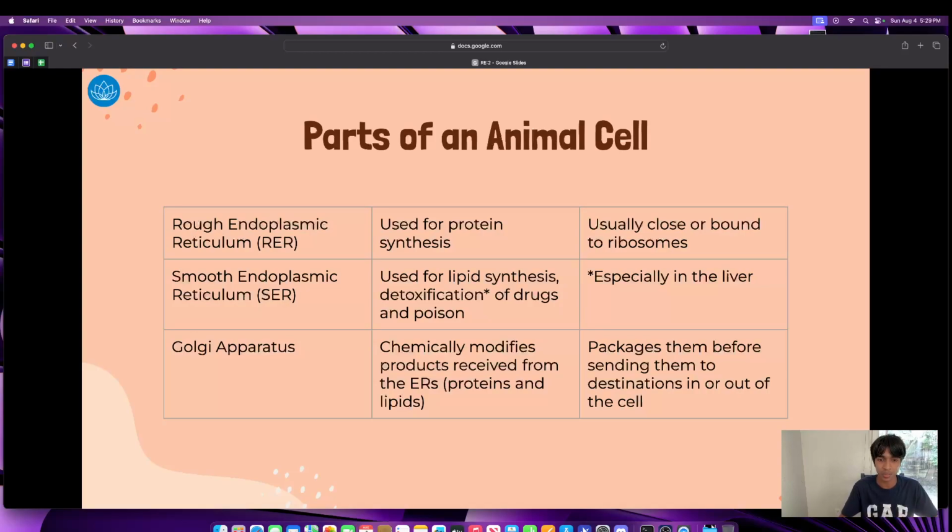And the Golgi apparatus chemically modifies the products received from the ERs, which are proteins and lipids, and then packages them before sending them to destinations in or out of the cell. We won't really cover a lot about these parts, but they're pretty helpful if you want to go further into biology, so I would recommend writing them down. You don't have to memorize these at all.